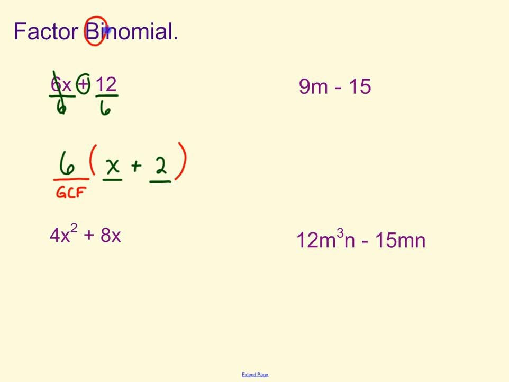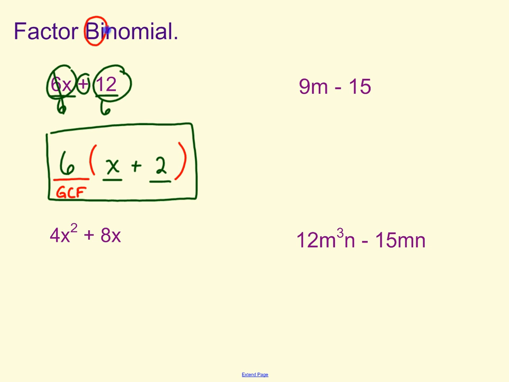You know, if you were given this right here, you'd say, oh yeah, I can distribute that. I know that 6 times x is 6x, and 6 times 2 is 12. So our answer looks like something that we should distribute, but we're not going to. We're going to leave it just like that.